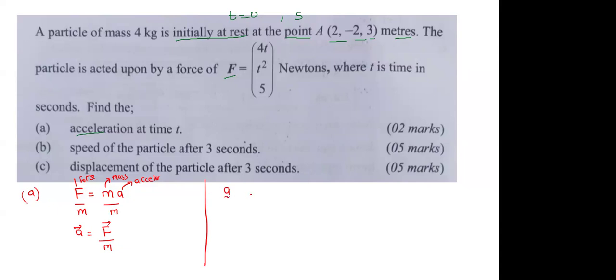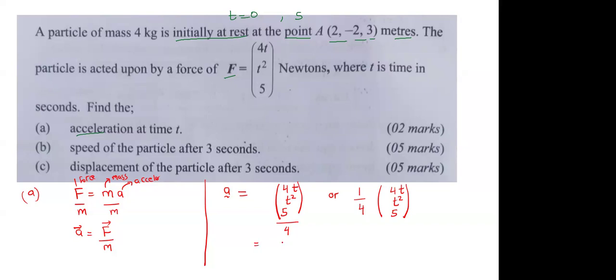So we are going to obtain our acceleration. Acceleration will equal force over mass. So our force is given by (40t squared, 5), and we are going to divide this by the mass, which is given as 4. Now, in vectors, when we are dividing, this 4 affects each component. Sometimes you can even write this as 1 over 4 times (40t squared, 5). So we are going to divide.